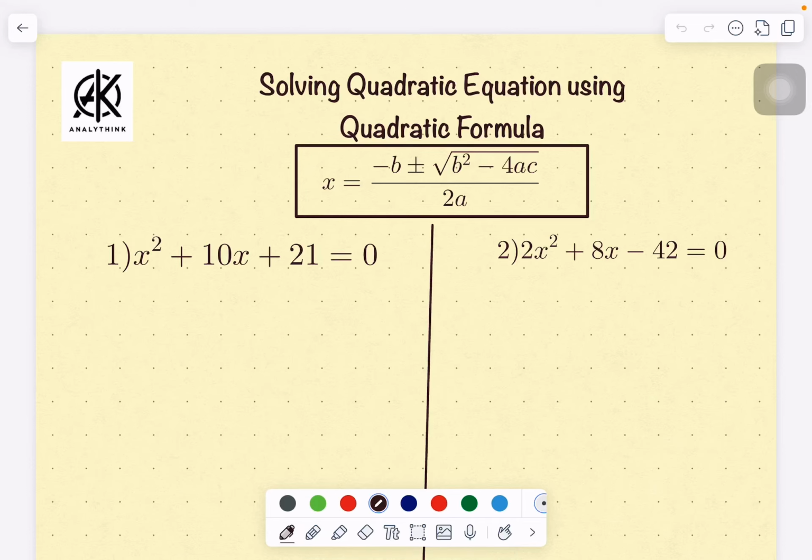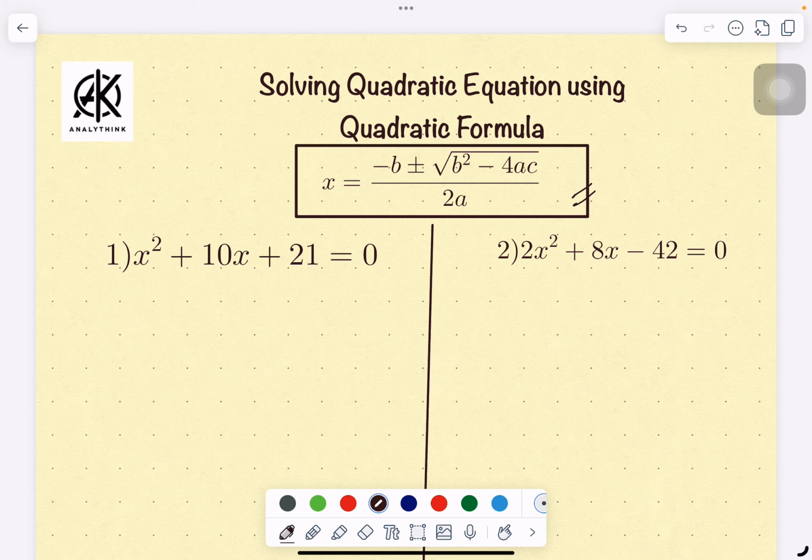From the previous video, we discussed how to solve quadratic equations by completing the square. So this time, let's discuss how to solve quadratic equations using the quadratic formula. This is what you need to remember: x is equal to negative b plus or minus the square root of b squared minus 4ac, over 2a.